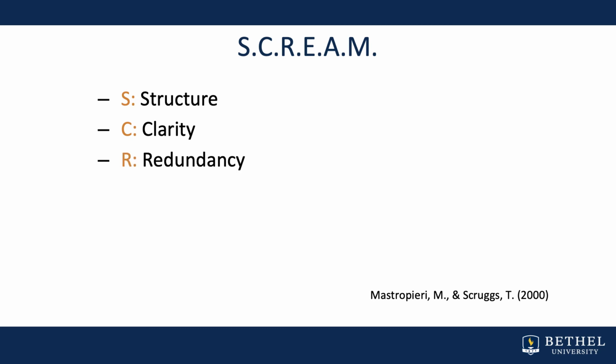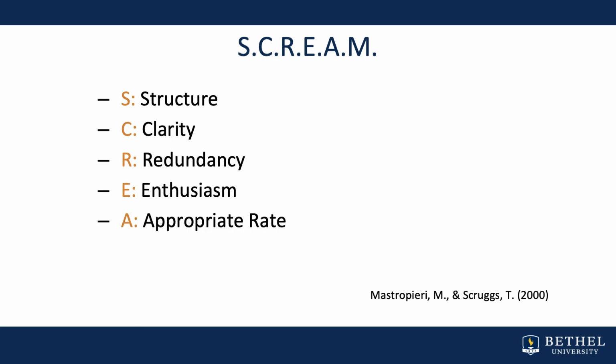R is for redundancy, which sounds bad, but really just means that critical elements of the lesson are repeated and that students have a chance to circle back on concepts that might be more challenging. E is for enthusiasm. Students learn better from teachers who are excited about and enjoying their content. It's also true that if you are bored, it's very likely that your students are too. A is for teaching at the appropriate rate. Slow down for things that need a bit more attention and speed up for content that is already known.